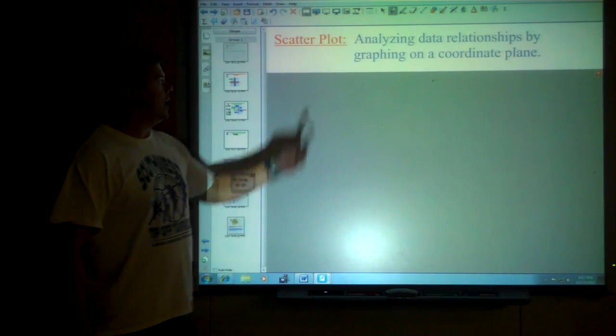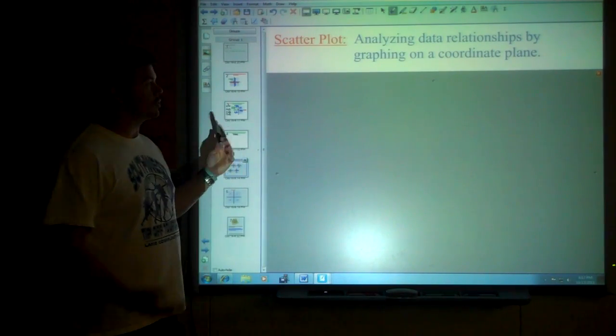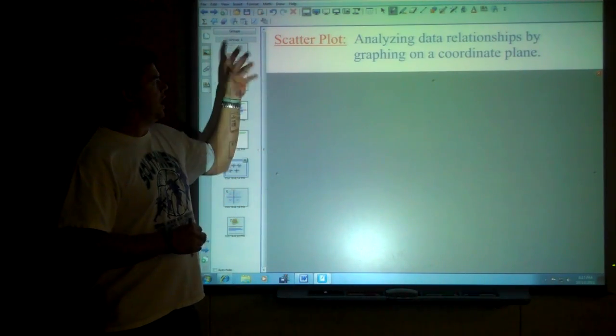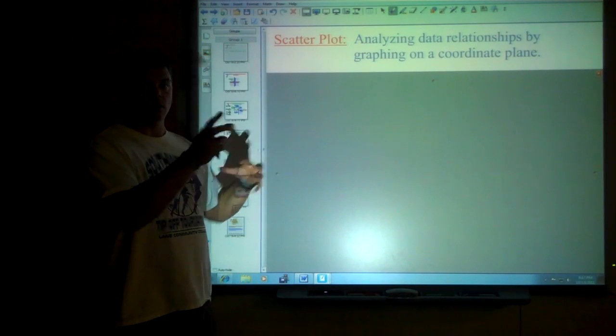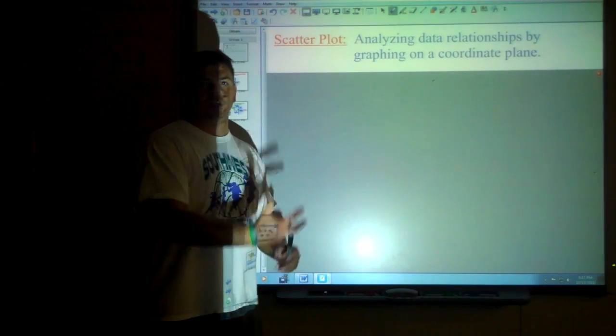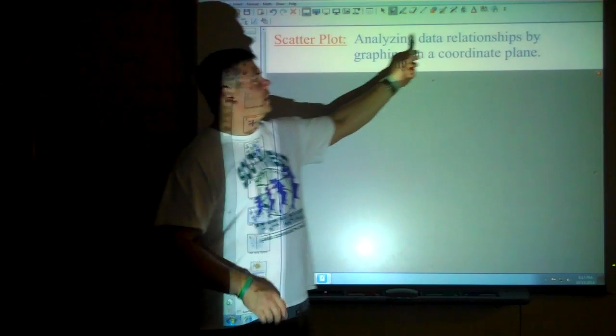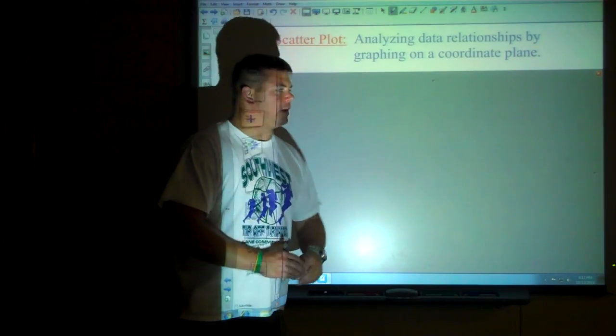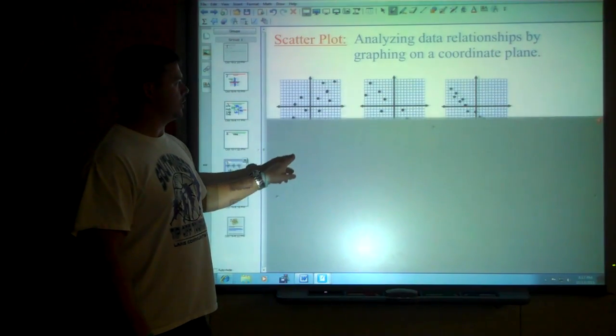Scatter plot. Now, plotting is the same as graphing. Scattered would mean all over the place. So scatter plots have dots that are all over the place. Analyzing would mean to look at and decide if there's any patterns or data relationships, any data connections, by graphing on a coordinate plane. So I'm going to pull a couple down here to look at.